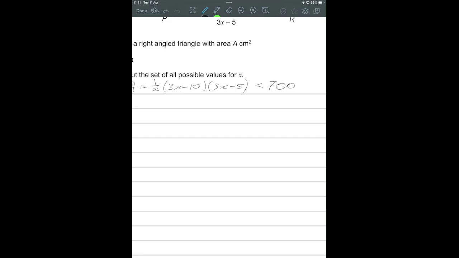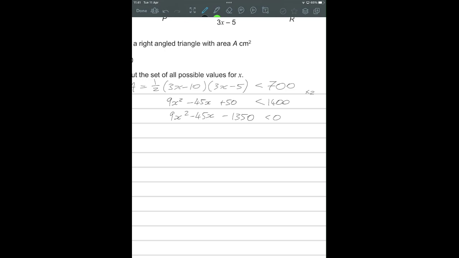I'm going to multiply by 2 because I don't like having that half. I'm going to get 1400 on that side. And this side I'm going to expand out the brackets. I get my 9x squared. Got minus 30 and a minus 15, and then a minus 10 times minus 5. Well, this is a quadratic, so let's solve it as a quadratic. Let's move the 1400 over to make it compared to 0.